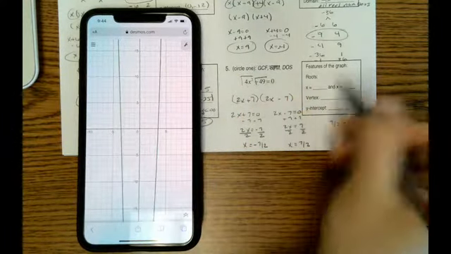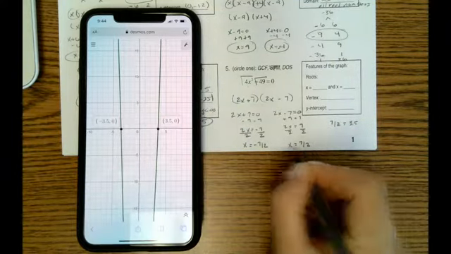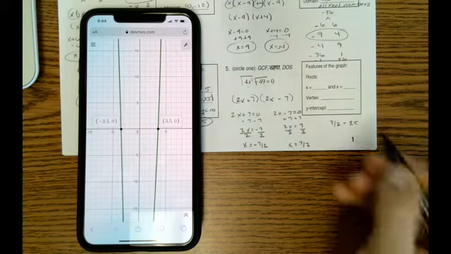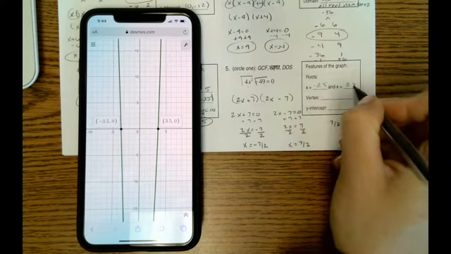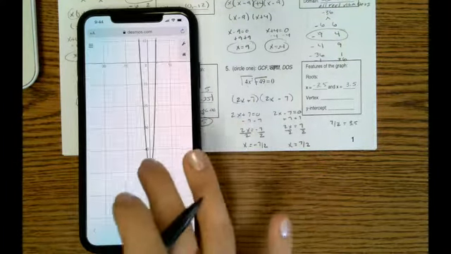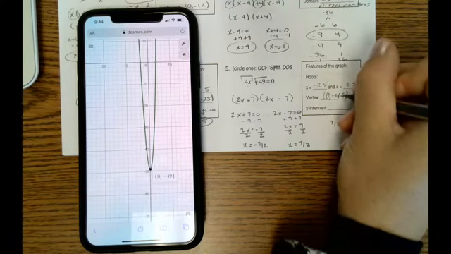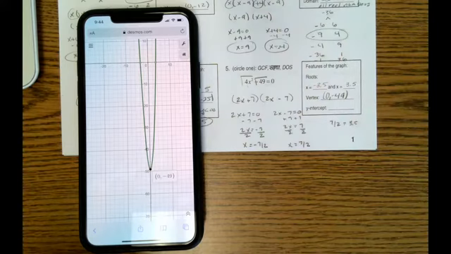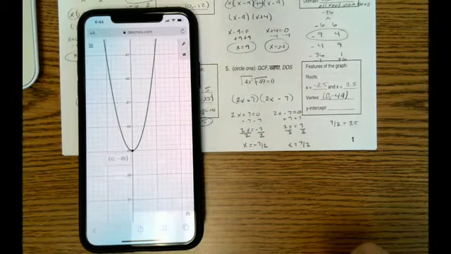Okay, so we're looking for our roots, which we know is negative 3.5 and 3.5. You can write them as decimals or you can write them as fractions. Okay, the vertex is down here at 0, negative 49. And then that's also our y-intercept. So if you zoom in, you can see that that's where our graph crosses the y-axis at 0, negative 49.